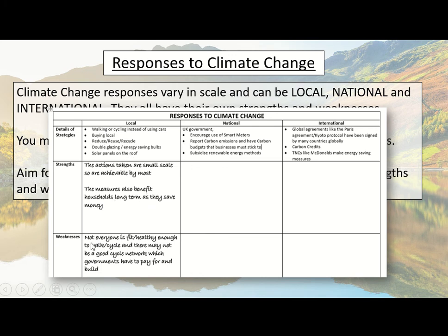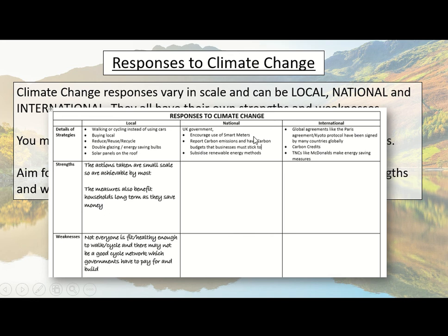But weaknesses: not everybody can cycle or walk to school or to work because they're too unhealthy or they can't afford the bike or whatever. The cycle network might not be very good, so it might not be very safe. Governments have to pay to build a cycle network, and that costs lots of money. So for each of them, I'd like you to identify strengths and weaknesses. If you're not sure what any of them are, look it up as well, please.